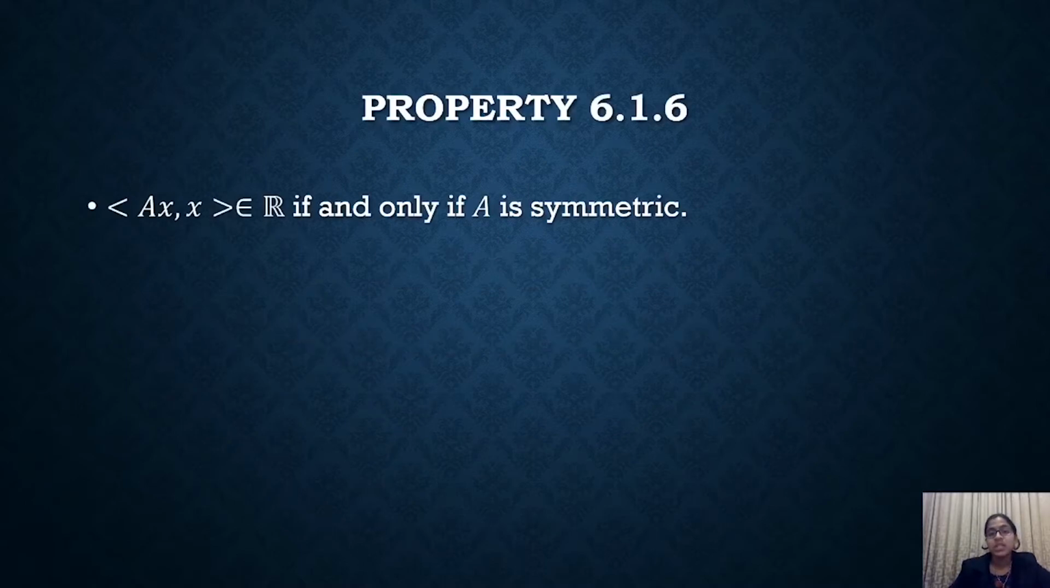This is a pretty easy property which I leave to you to verify. You can also refer to your textbook for the proof. It is a simple proof: the inner product of A x comma x is an element of R, that is, it is a real number, if and only if A is symmetric or self-adjoint. So if the operator we are considering is symmetric, then the inner product of A x comma x is a real number, not a complex number. Just try to work out the proof of this property. It is simple.